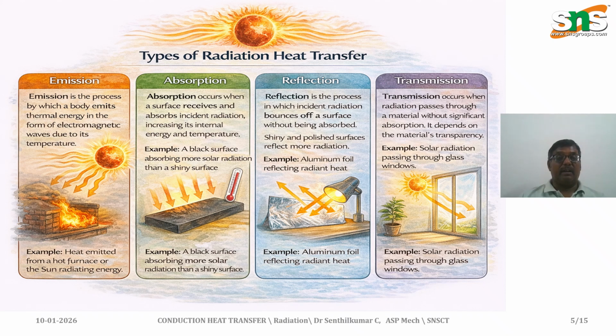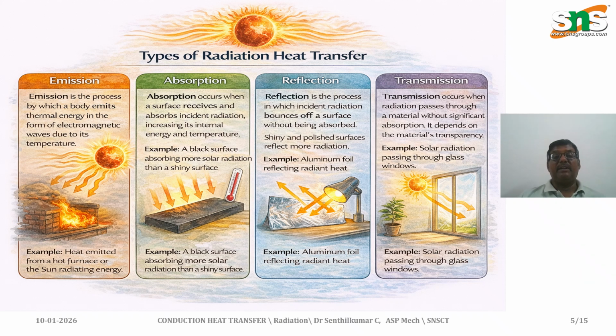Coming to the concept of emission, emission is the process by which a body emits thermal energy in the form of electromagnetic waves, which can travel even in a vacuum. Example: heat emitted from the hot sun or a furnace. Absorption occurs when a surface receives and absorbs incident radiation, increasing its internal energy and temperature. Example: a black surface absorbing more solar radiation than a shiny surface.